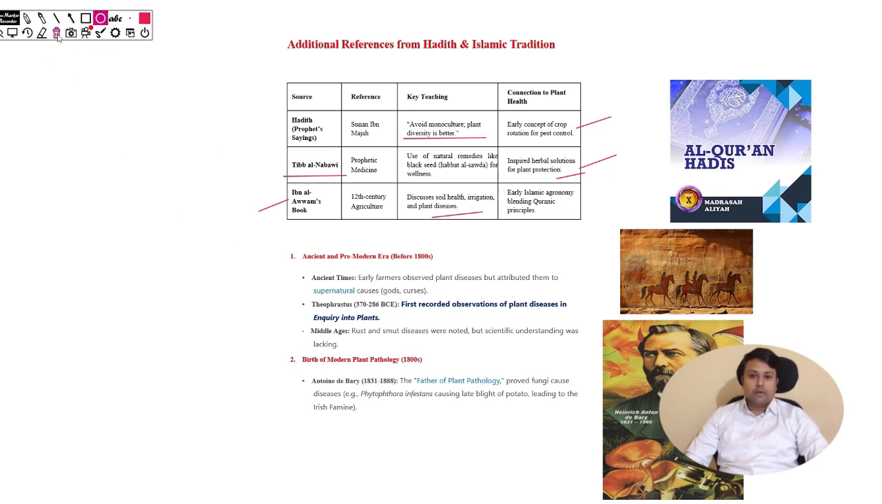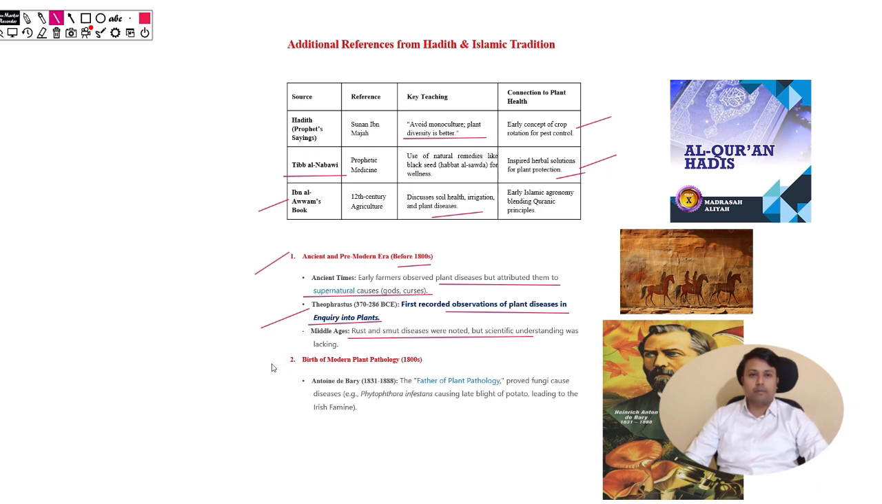Now the plant pathology history is divided into the ancient and pre-modern era, that is before the 1800s. In ancient times, early farmers observed plant diseases but attributed them to supernatural causes. These were due to the gods' curses or punishment. The first recorded observation of plant disease was by Theophrastus in his book known as Enquiry into Plants. In the Middle Ages, rusts and smuts were noted, but scientific understanding was not there at that time.